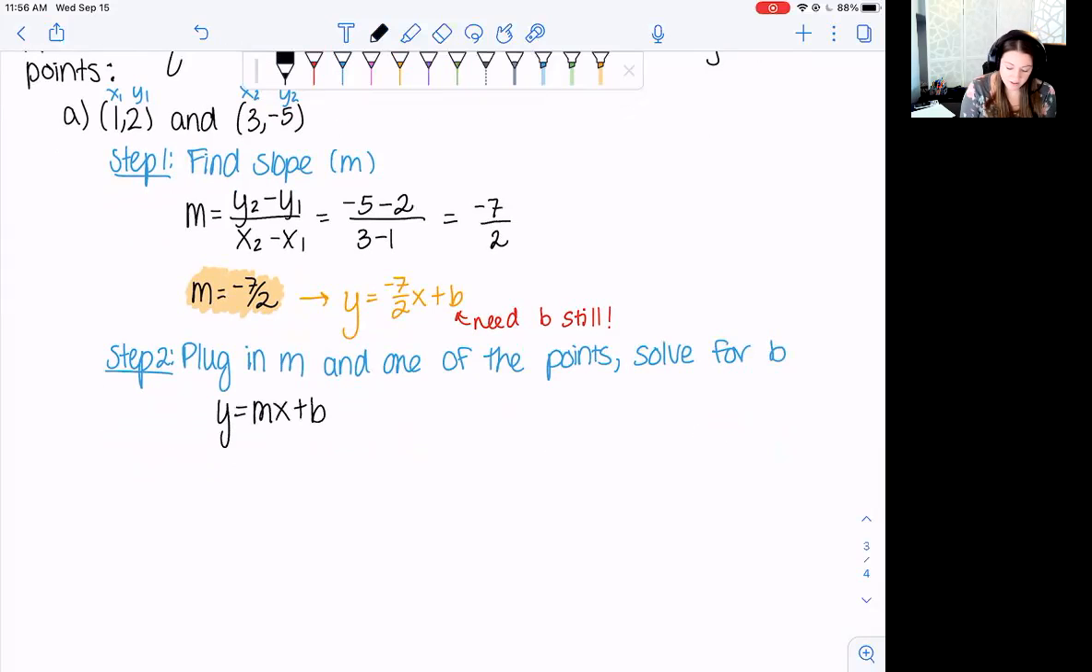y equals mx plus b. Once again, our m was -7/2. And it doesn't matter which point you choose. You can choose this point or this point, and you're going to get the same answer.